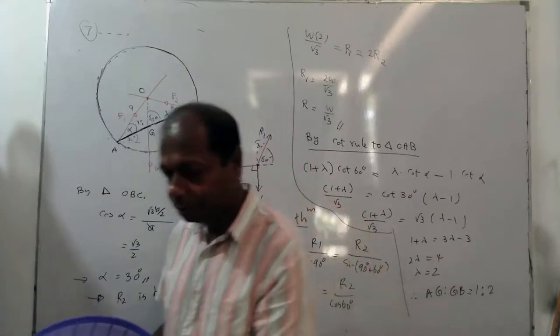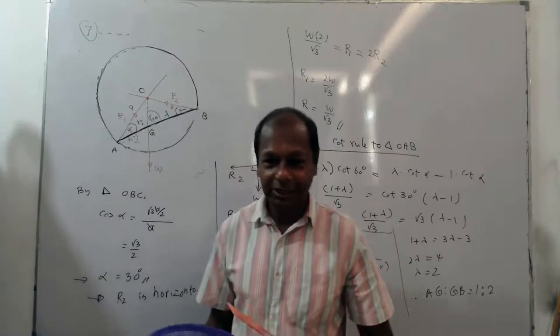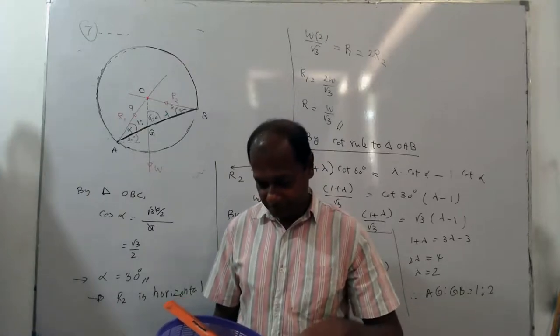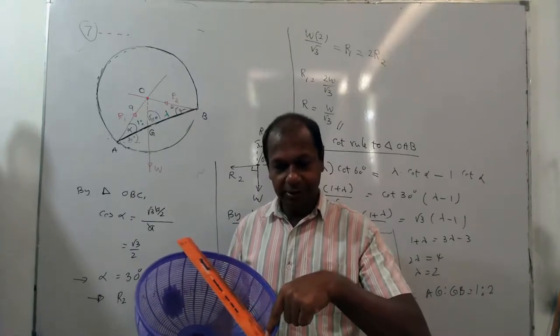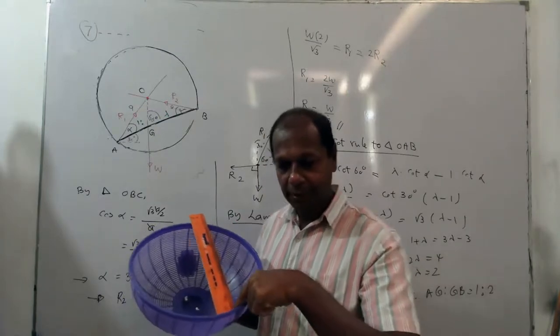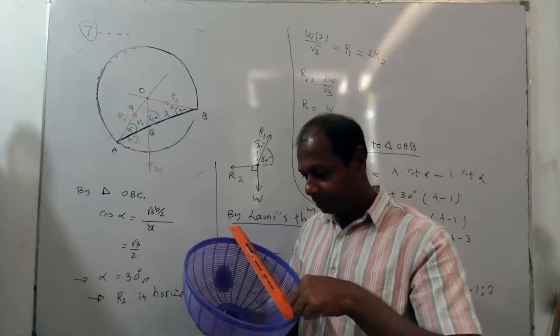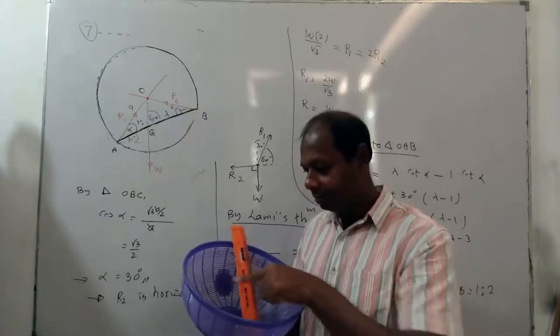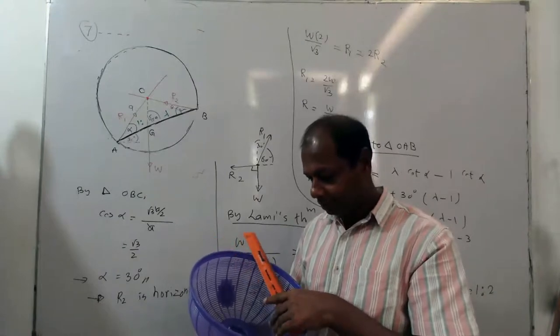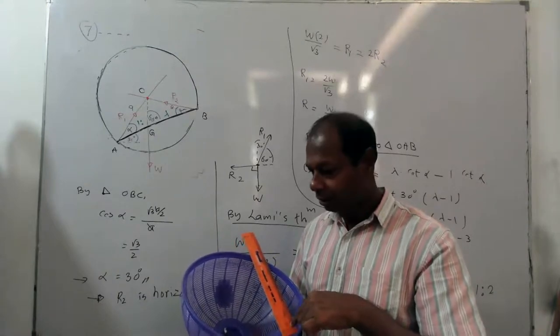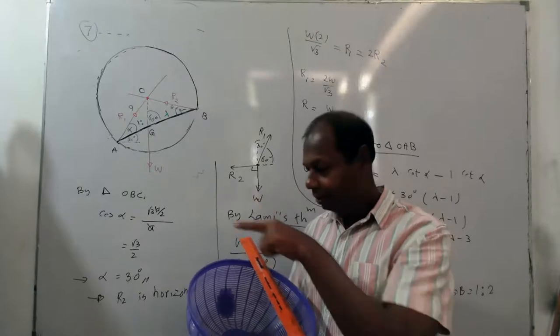Here the reaction at this point of contact will pass the center. It goes this way. If this is the normal contact force, it goes through the center, this way, perpendicular to this edge.